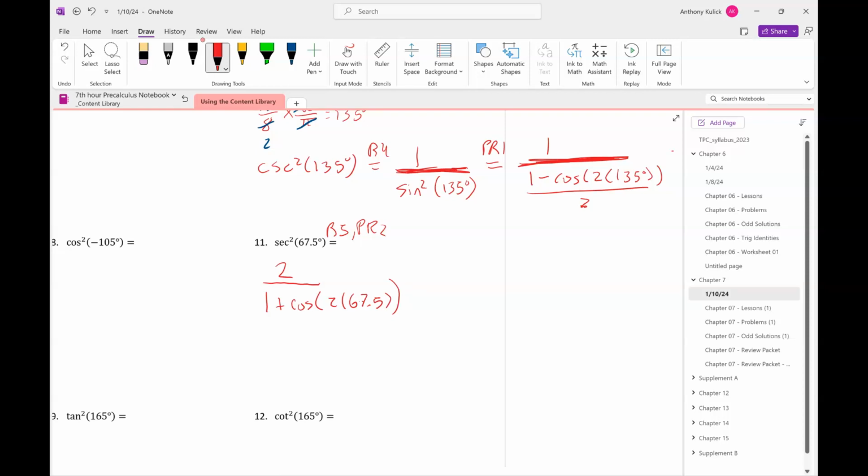You notice if you look at your identity sheet, I flipped the power reducing 2 because secant is the reciprocal of cosine. So I just used the reciprocal of that identity. Okay, 2 times 67.5 is 135. So I'm going to go to my unit circle and look up cosine of 135. Remember that the cosine is the x coordinate, so that's negative root 2 over 2.